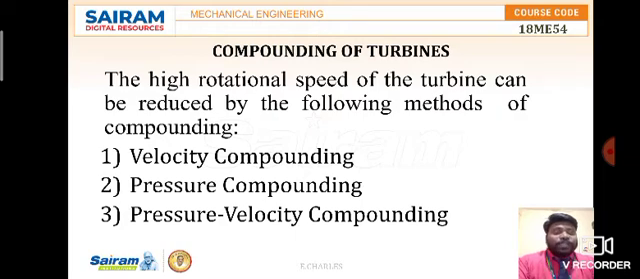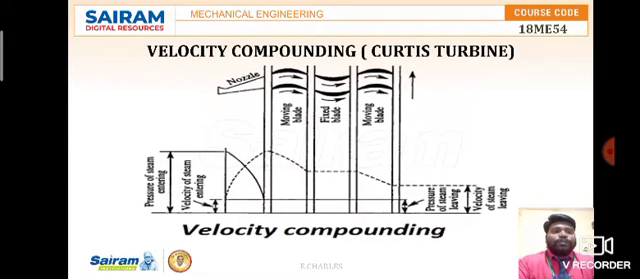If you combine both velocity and pressure, then it is pressure-velocity compounding. So we will see one by one how compounding will be done. This is the diagram of velocity compounding, and the example for velocity compounding is a Curtis turbine.